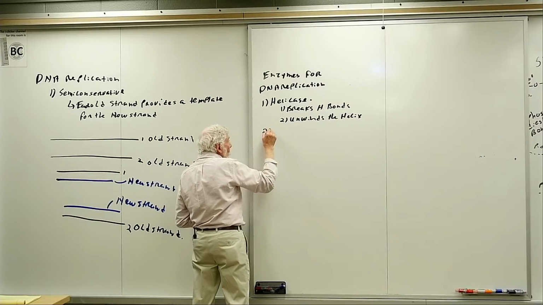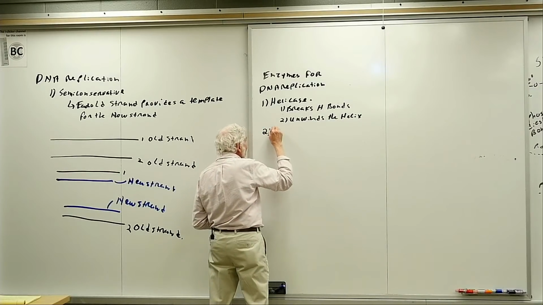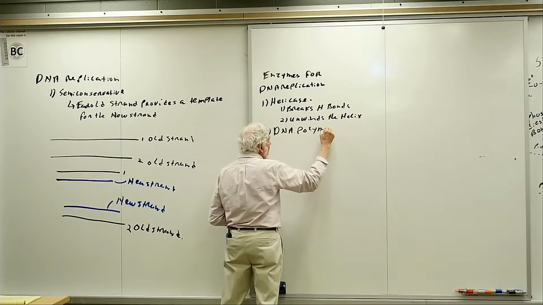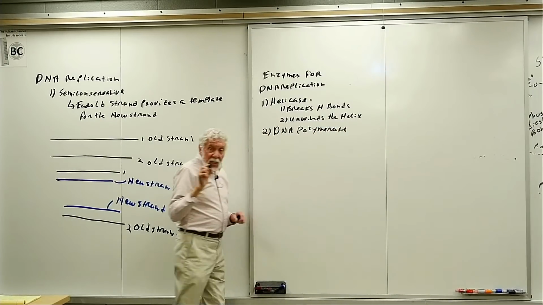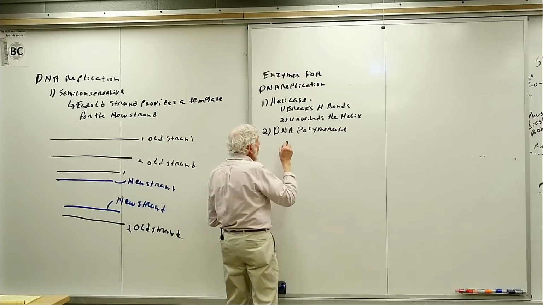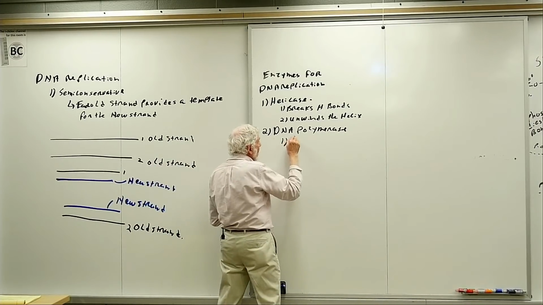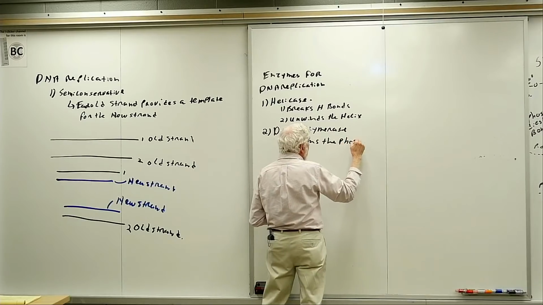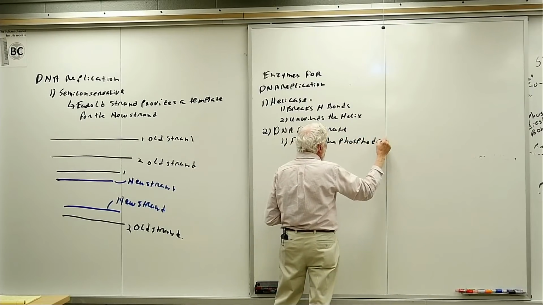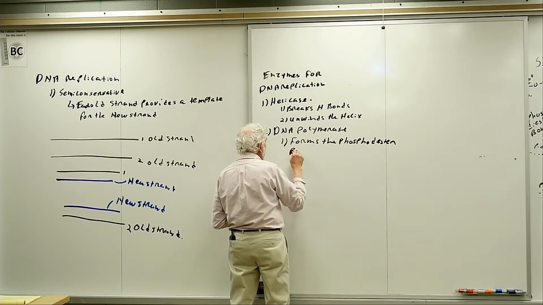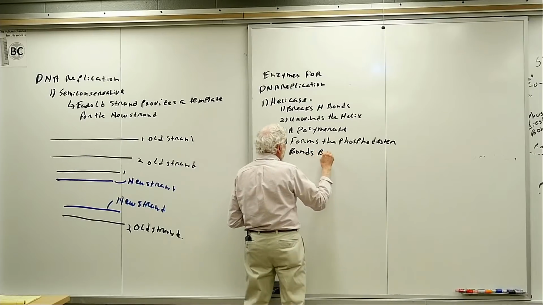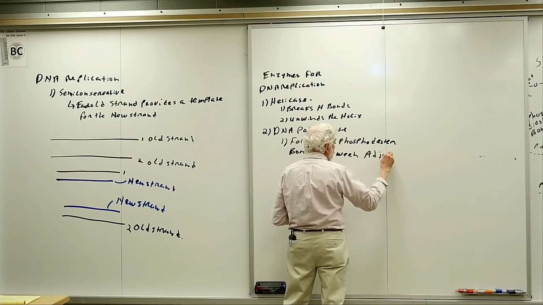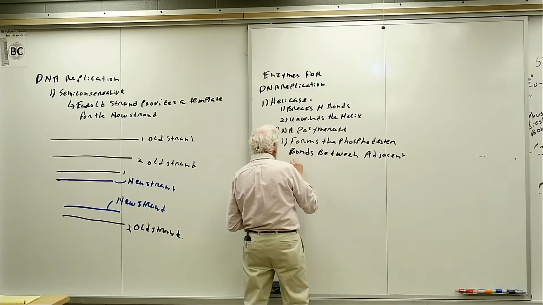The second character we're going to talk about is an enzyme called DNA polymerase. The DNA polymerase is an enzyme that has 2 basic functions. First, it forms the phosphodiester bonds between adjacent deoxyribose molecules.